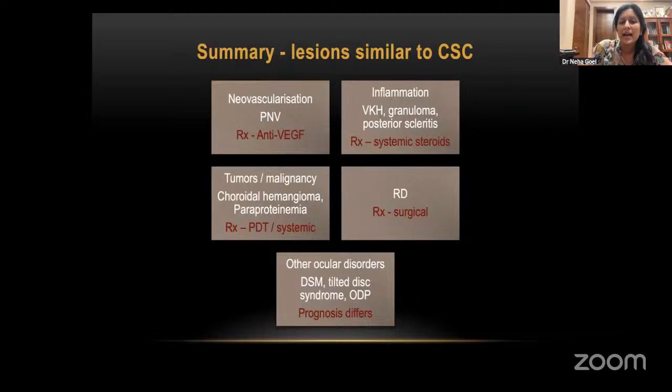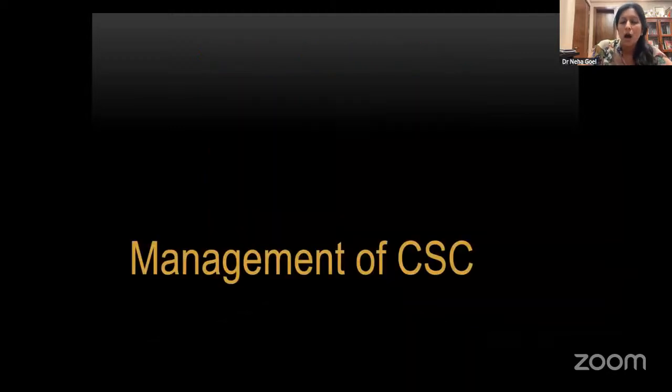So just to summarize, there are a host of lesions which present with NSD and may look like CSC, but they may be neovascularization, inflammation, they may even be tumors or detachment or rare disorders like DSM, optic disc pit. And in all these cases, the management is different. For neovascularization, we'll go towards anti-VEGF. Inflammation needs steroids and systemic evaluation. Tumors have their own treatment. RD will, of course, require surgery, and the prognosis differs in the other cases.